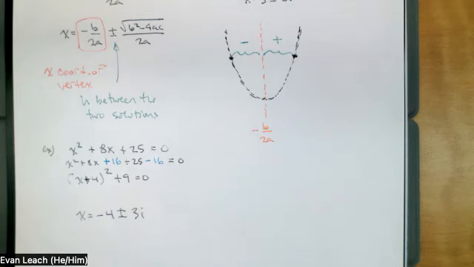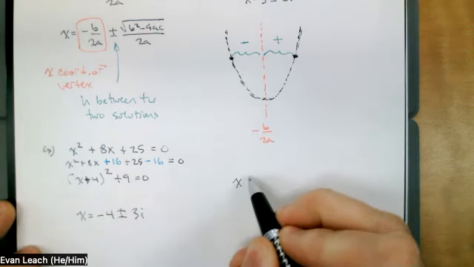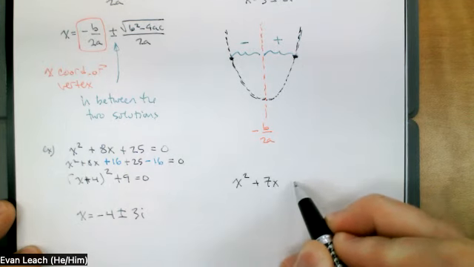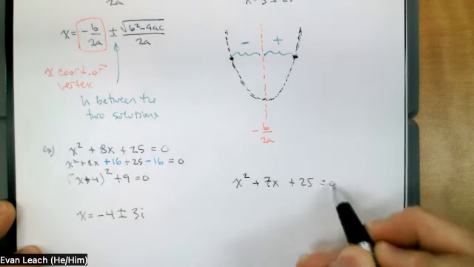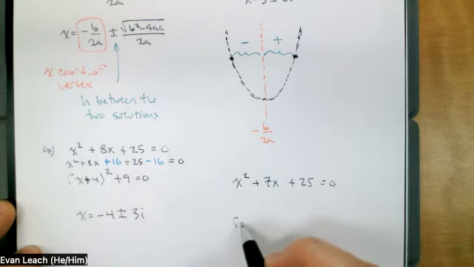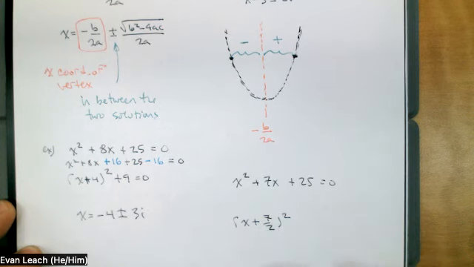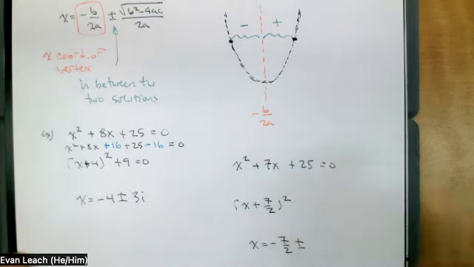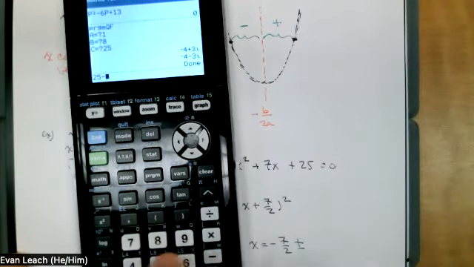It's a little more complicated if this number is messy, but really we're still only cutting in half. So if this is plus 7x plus 25 equals 0, then in the middle is going to be x plus 7/2 squared. But that's still going to tell us where the middle is. If we want to figure out what the square root part is, I'm going to take 25 minus 49 over 4.